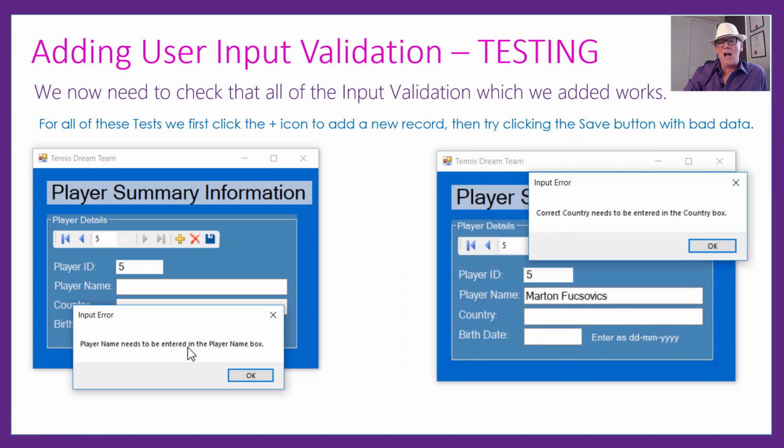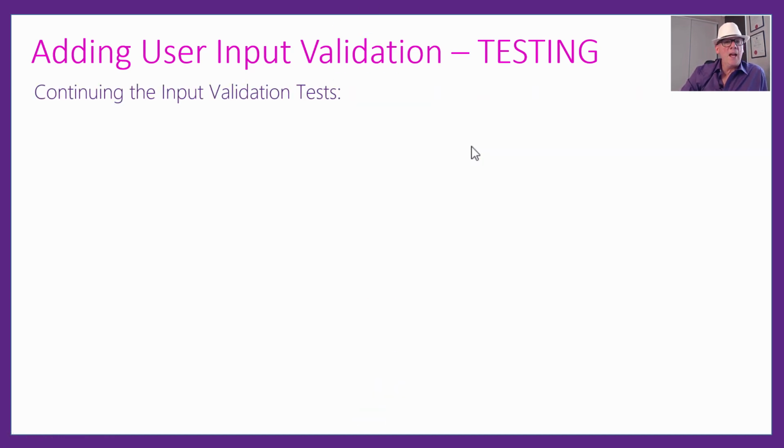Click OK, so it won't let us continue any further. If we put the name in, like Martin's name there, but we haven't done the country and we try to click that save button, it's going to say no, you need to enter a country into the country box. So that's all working well.